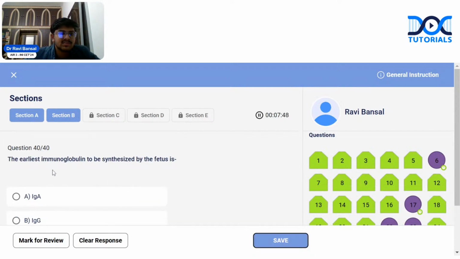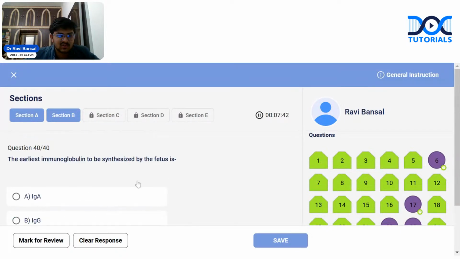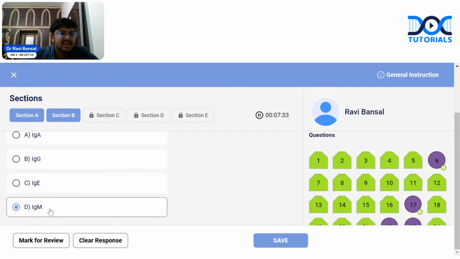The earliest immunoglobulin to be synthesized by the fetus is obviously IgM. You know this. IgG is transferred through the placenta, and IgM is synthesized first in the fetus. So in many microbiology investigations for congenital TORCH infection, they check IgM or transferred IgG. So this is a basic immunology question.